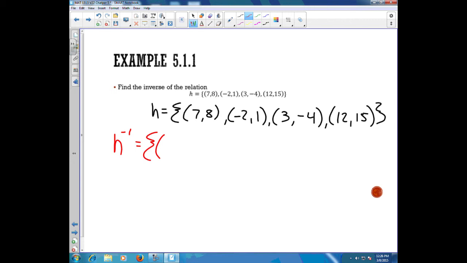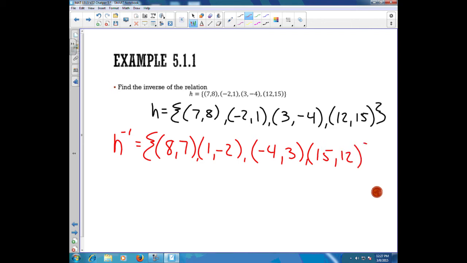So the point (7, 8) becomes (8, 7). (-2, 1) becomes (1, -2). (3, -4) becomes (-4, 3). And then (12, 15) becomes (15, 12). And this is the inverse relation. All we have to do is just switch x and y.